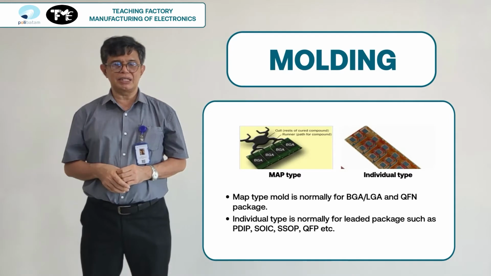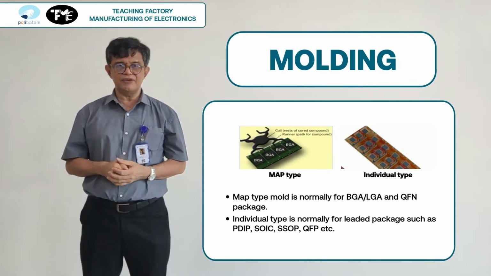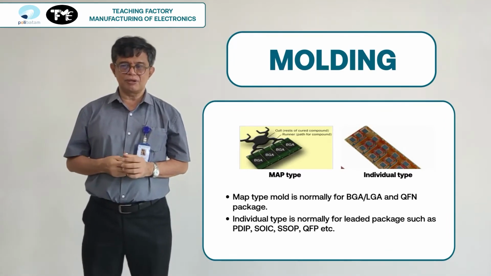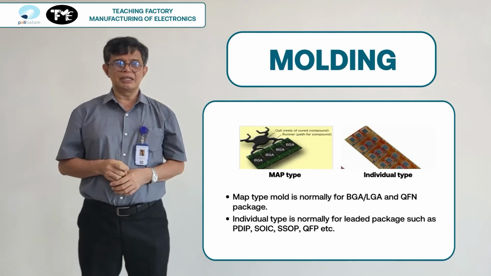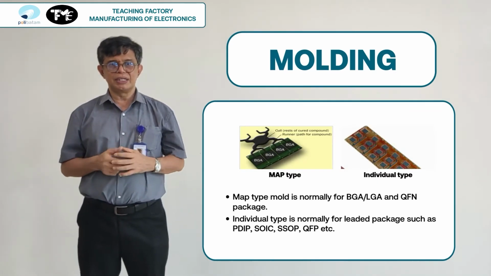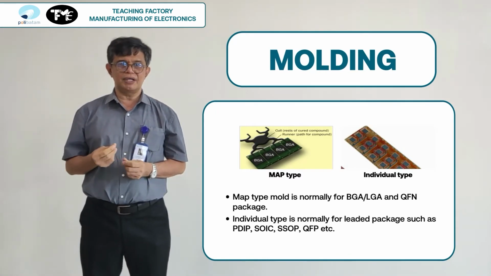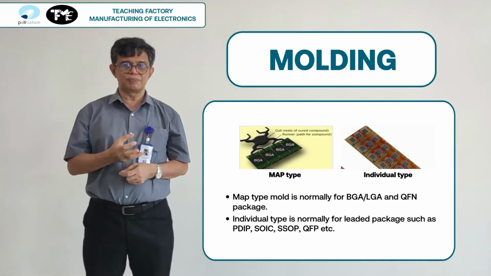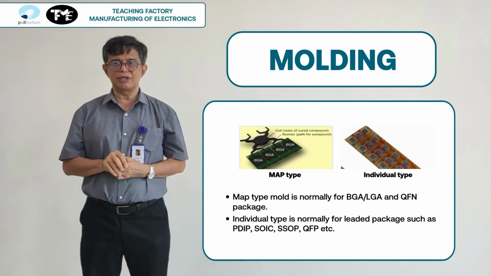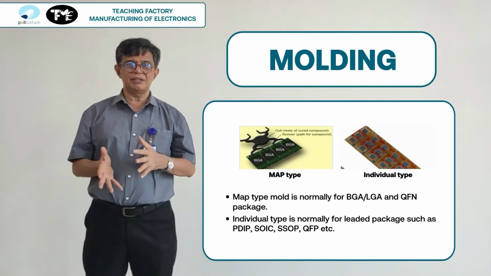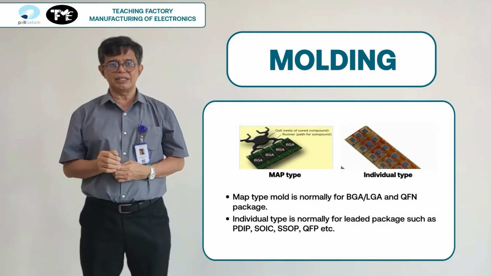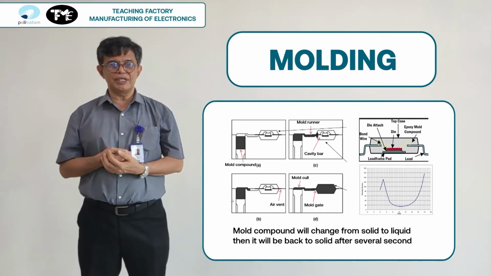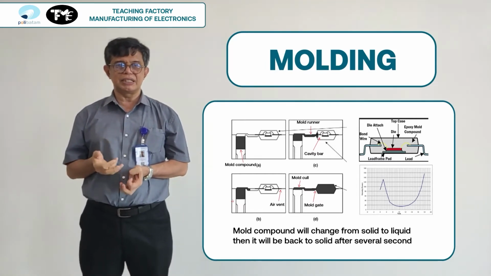There is also a map type. The map type is something like the mold process, but the cavity is one quite big block. We call this block a panel or chocolate, and it consists of several units. Normally this is used for TFN or VGA, and this block has to be cut after the mold process. This is what we call the map type, and for SOIC, PD or other ICs, we call it the individual type.